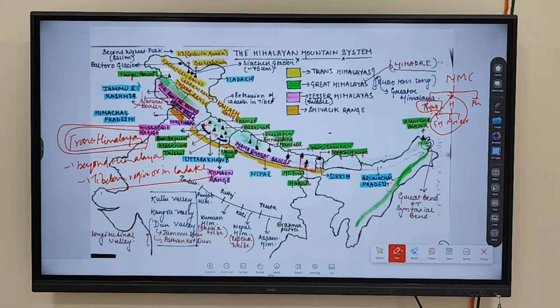Now that's why these are referred to as which type of Himalayas? Tibetan Himalayas. Trans Himalayas is also referred to as Tibetan Himalayas because most of this lies in the Tibet region. So that's why it is referred to as Tibetan Himalayas.